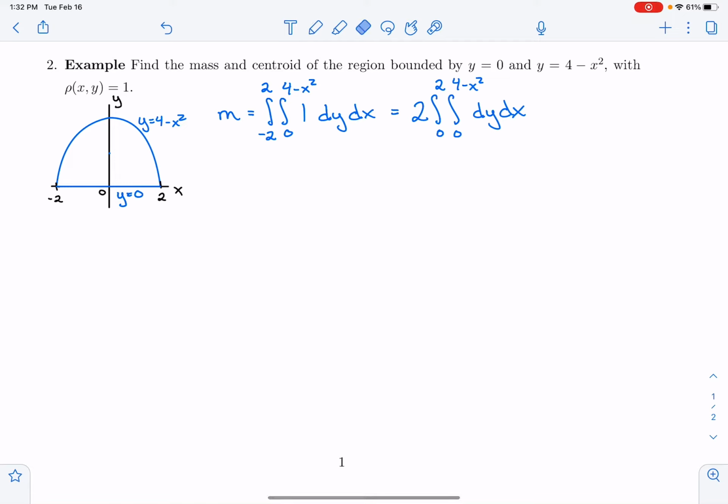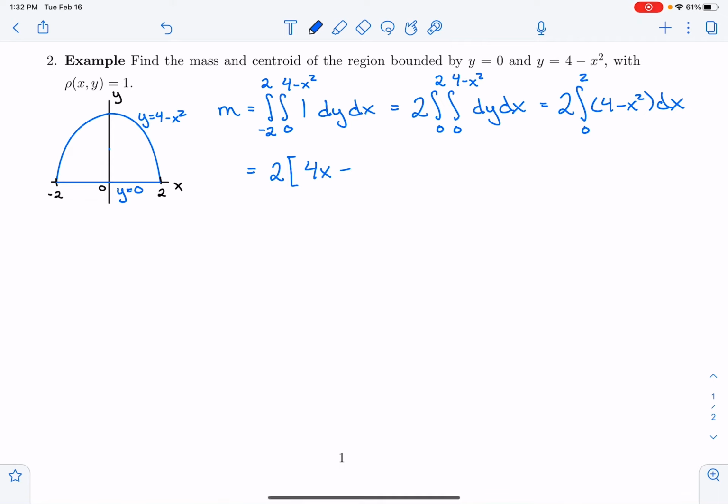Now, if I integrate dy, then I'm just going to get y. And so the inner integral is just going to be 4 minus x squared. Now I'm just left with the outer integral. So here I'm going to do 2 times, and then the antiderivative of 4 is 4x, and the antiderivative of x squared is 1/3 x cubed. Oh, and I'm going to evaluate that between 0 and 2. So here I'm going to get 2 times 4 times 2 minus 8/3.